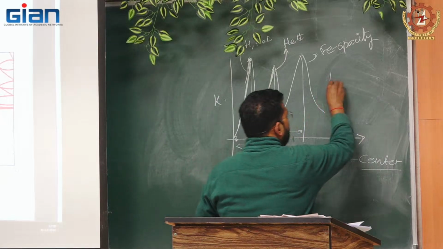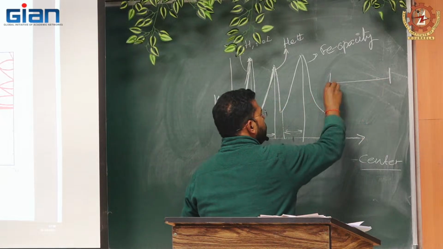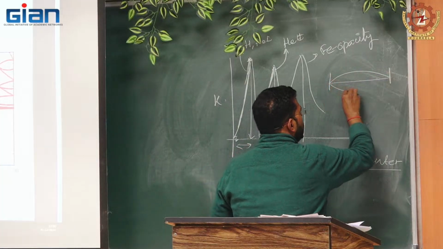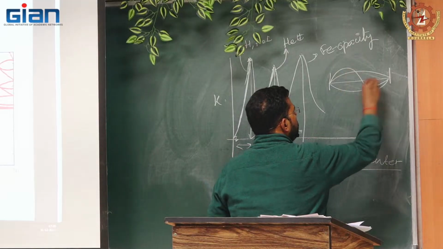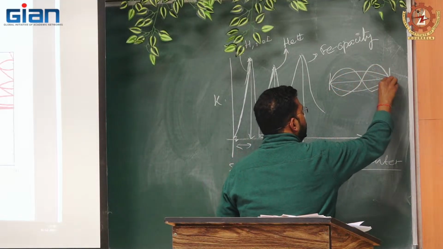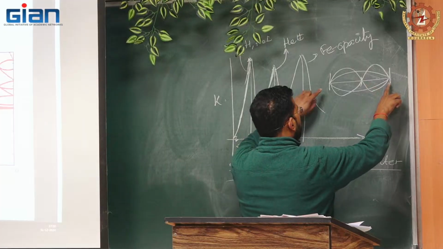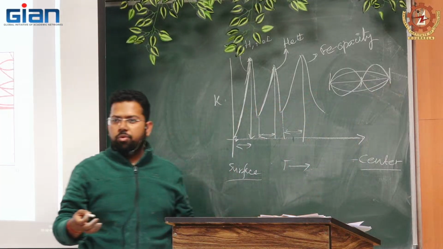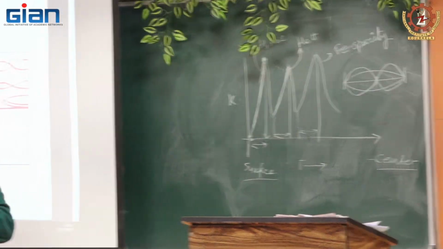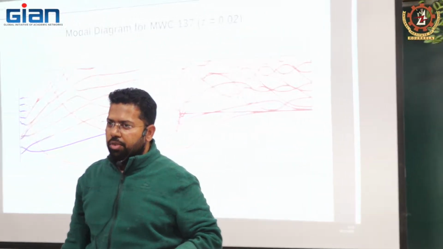If you have a string and I close both ends, the fundamental mode will look something like this, and the first overtone will be something like this. It will have one node between these two closed boundaries. If you have the second overtone, you will have two nodes, and that's how the number of nodes is going to increase.